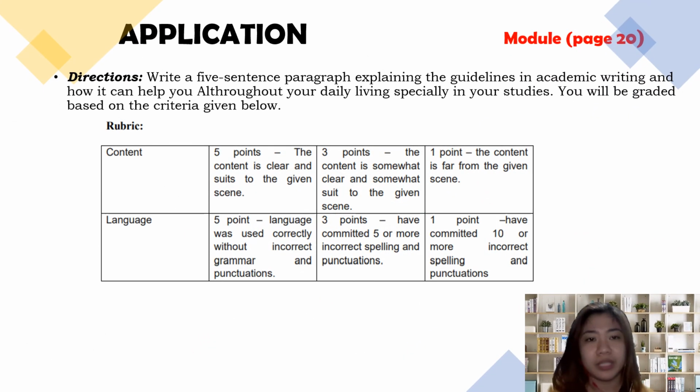Okay, for the application part, still on your module, page 20. The direction: write a 5-sentence paragraph explaining the guidelines in academic writing and how it can help you all throughout your daily living, especially in your studies. You will be graded again based on the criteria given below.